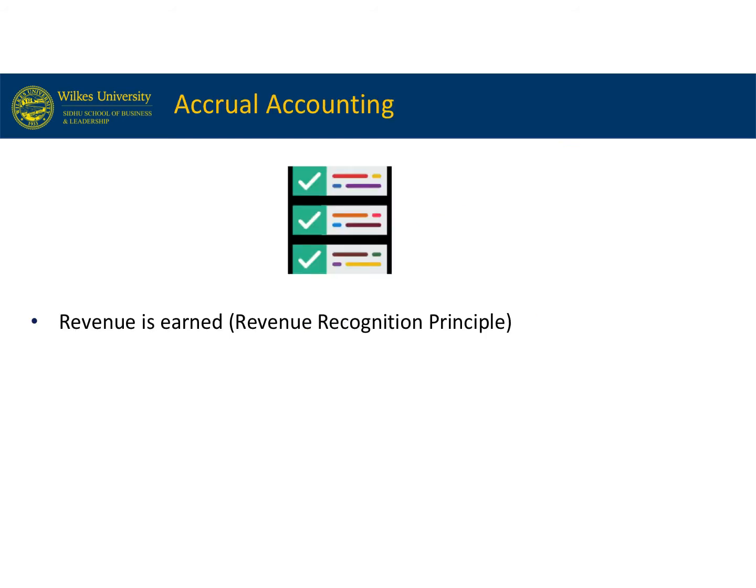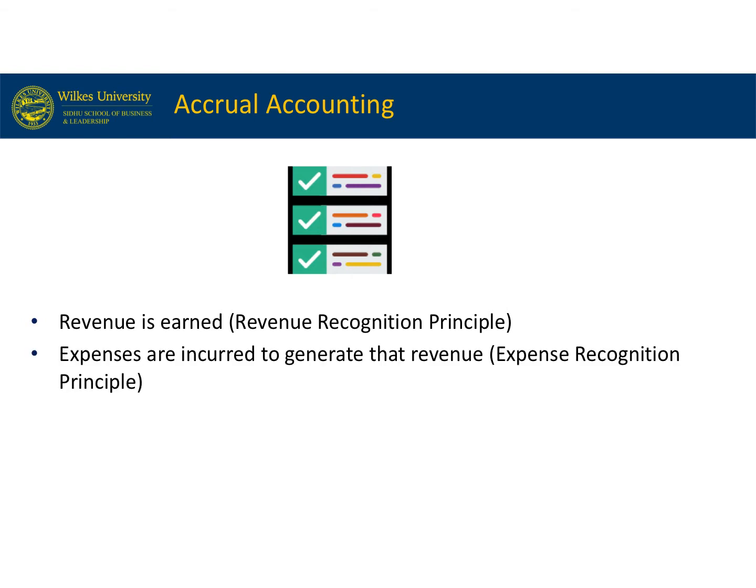Accrual accounting is an objective measurement, an accounting method where revenue or expenses are recorded when a transaction occurs rather than when payment is received or made. The method follows GAAP's revenue and expense recognition principles. The revenue recognition principle states revenues are recognized in the period in which they are earned. The expense recognition principle states expenses are recognized in the period in which they are incurred to earn that revenue.